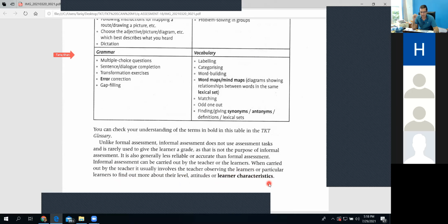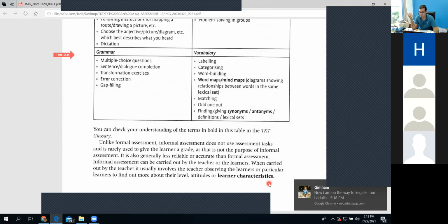Okay. So the informal way is based on the observation, as we do not assess them in exam-like conditions.